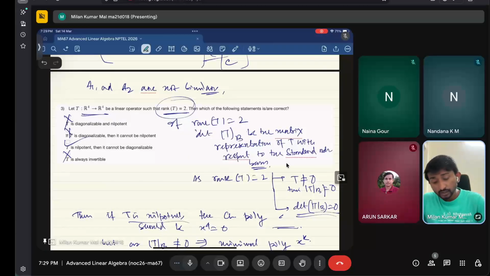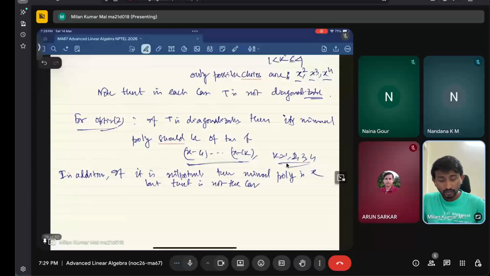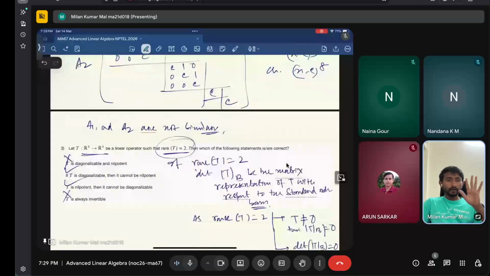Oh, sorry. This is the correct option. T is diagonalizable, then it cannot be nilpotent. That is what we have proved. In addition, if T is nilpotent, that can't happen. That means T can't be both. This option is also correct. Main point is that if T is diagonalizable, then it can't be nilpotent.